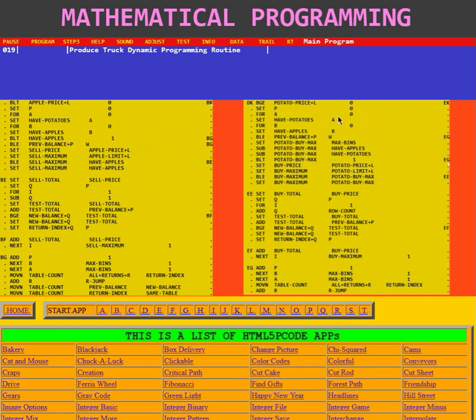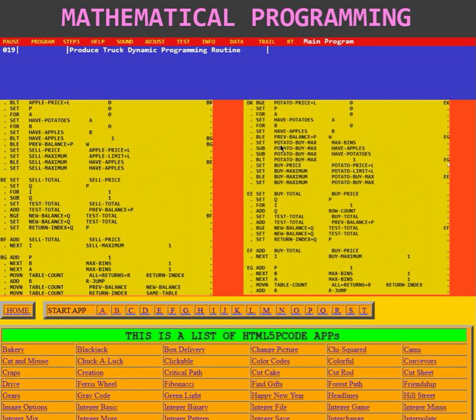Well, first it says A here. Set have potatoes to A. And then for B, set have apples to B. Then it says branch if less than or equal the previous balance P is less than or equal to W. That W again means invalid. So it goes right to EG and says, well, I don't have anything previous. That's EG, isn't it? EG, I don't have anything previous. So I go down here and go through the loops again.